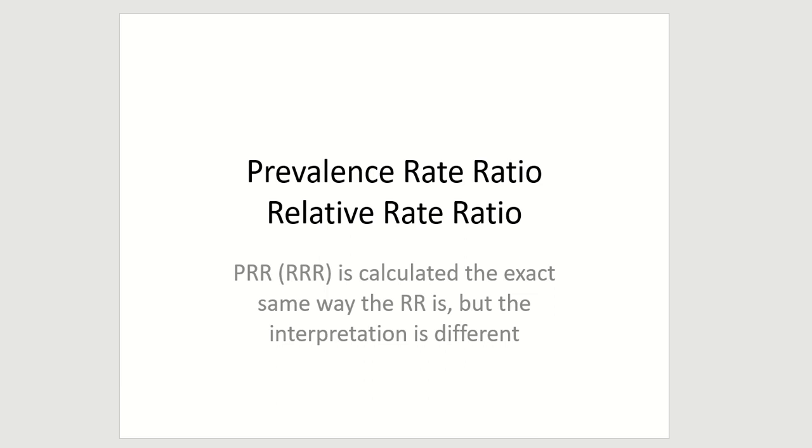The interpretation is no longer that the risk is double. You say the prevalence is double. You don't say that the risk is increased 20%. You say the prevalence is increased 20%. Okay? Everything else is the same.